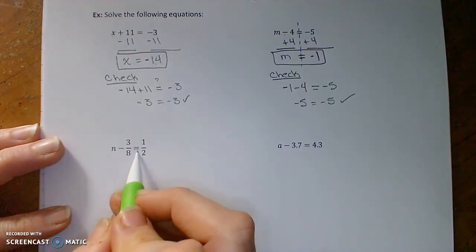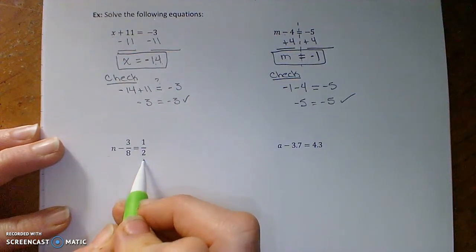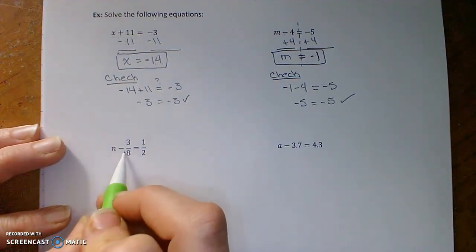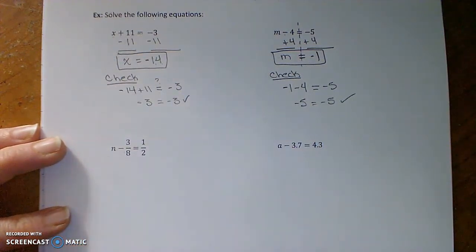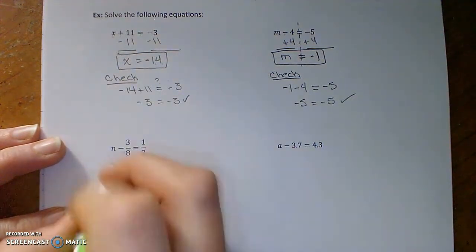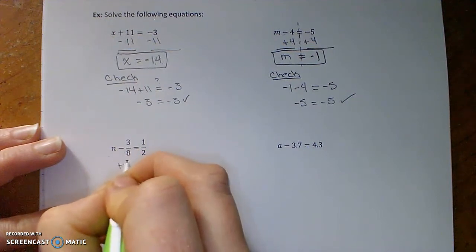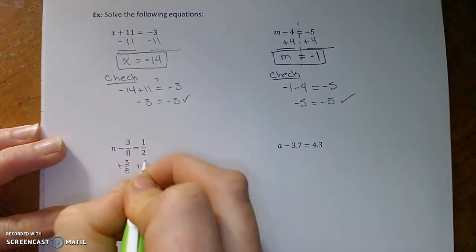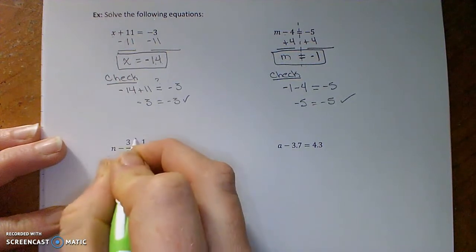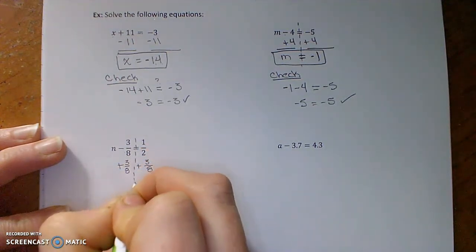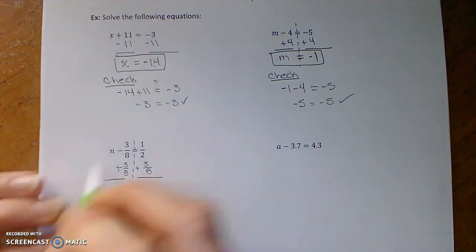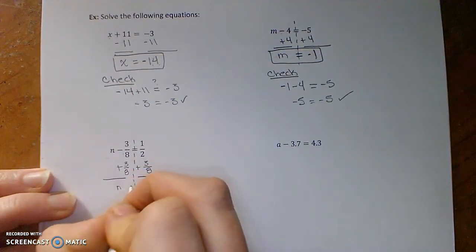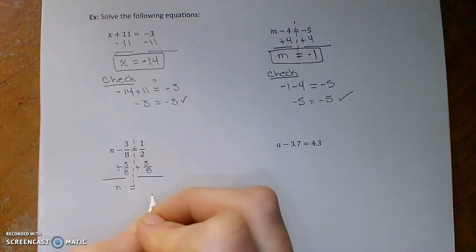n minus 3/8 equals 1/2. So the operation here is subtraction. I want to get n by itself, so I will add 3/8 to both sides. So plus 3/8 plus 3/8. Again, thinking of this equal sign as separating me into two sides of the equation. And minus 3/8 plus 3/8 gives me just n, and 1/2 plus 3/8.